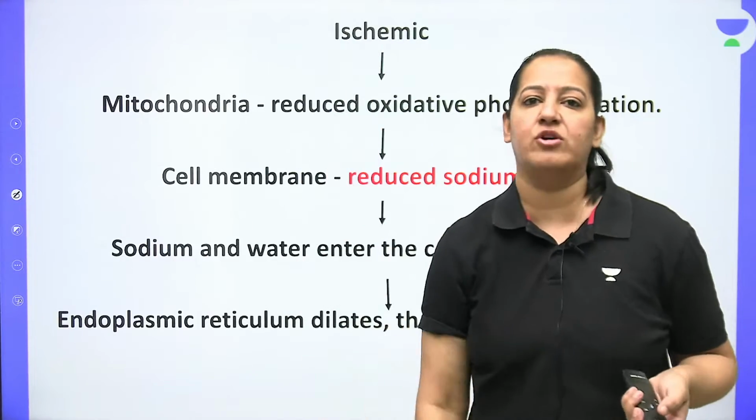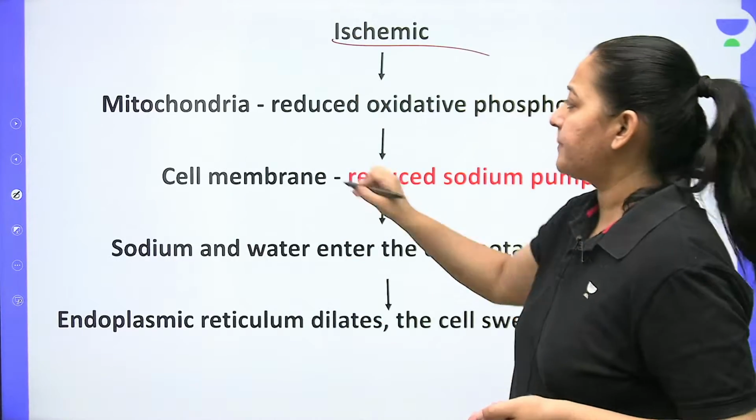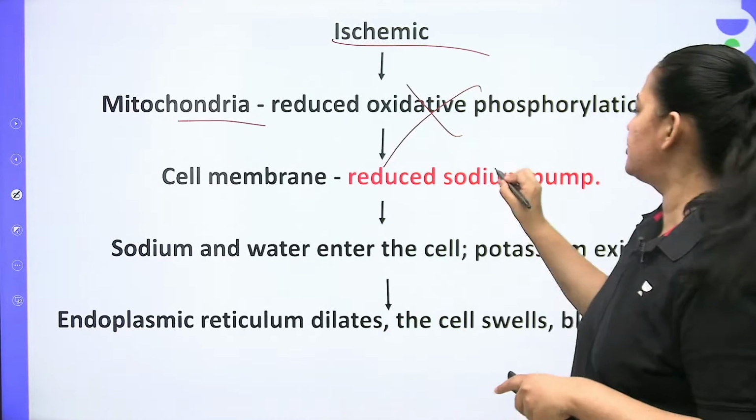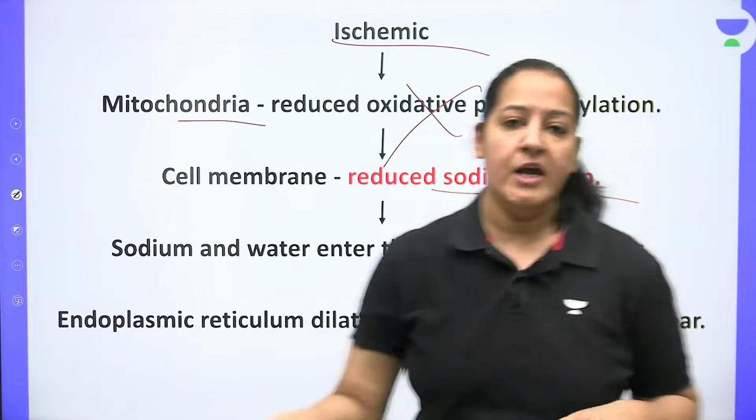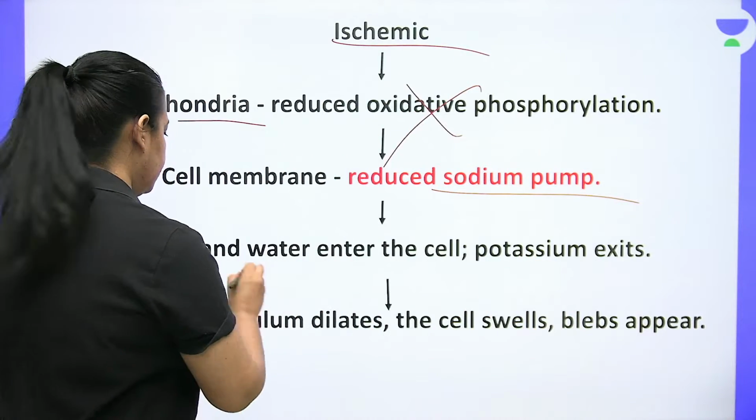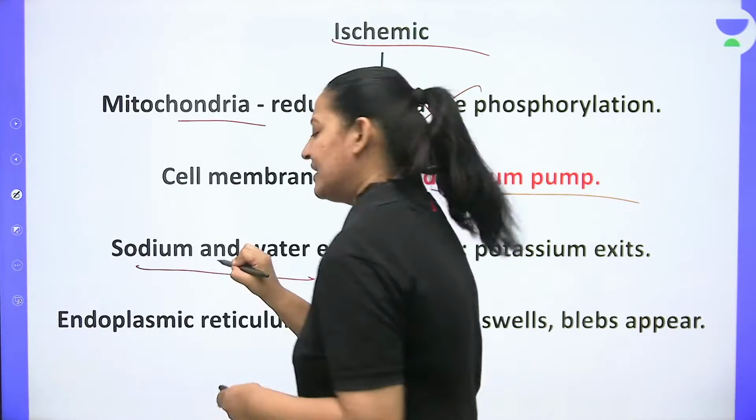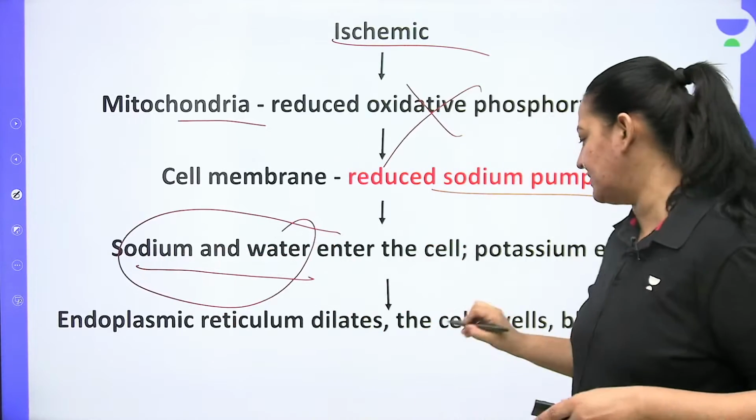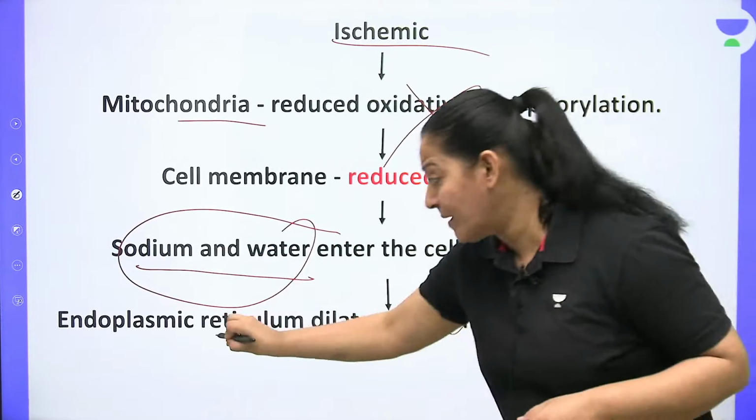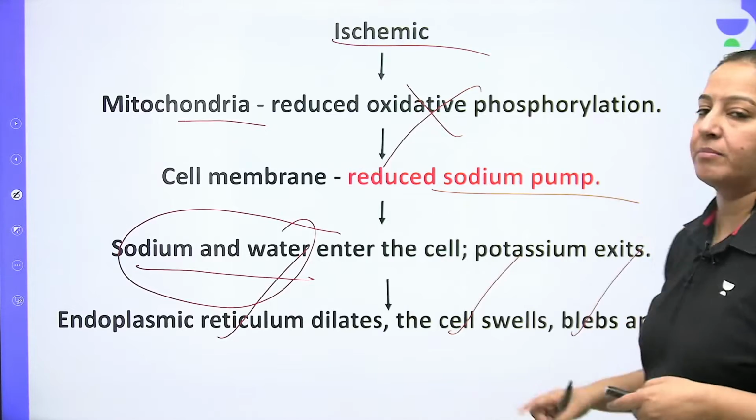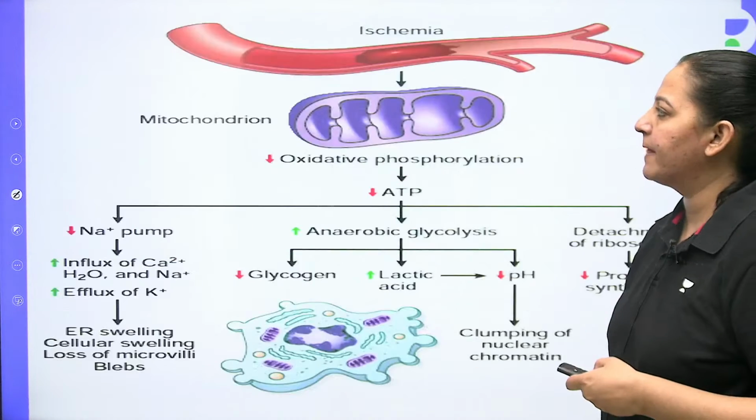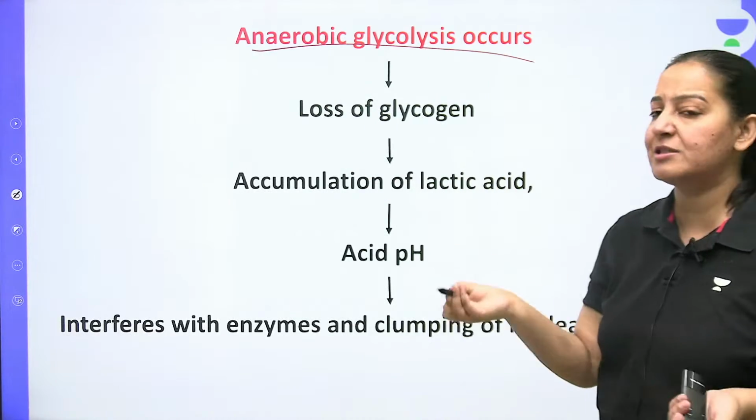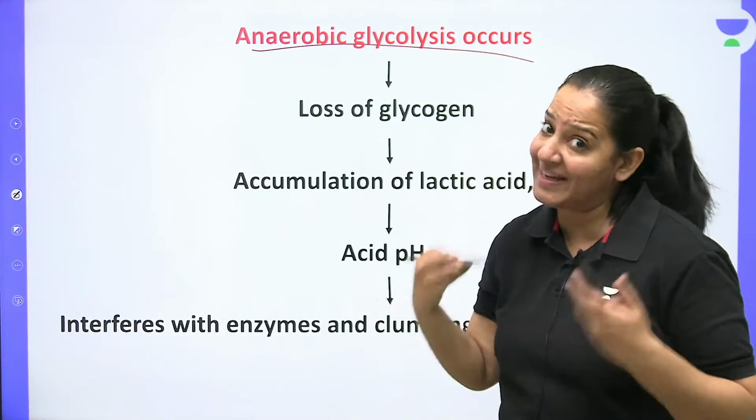This is the first flow chart in front of you. Due to ischemia, inside the mitochondria, there is no oxidative phosphorylation. No oxidative phosphorylation means the sodium pump will not function. If the sodium pump will not function, the sodium and water will remain inside the cell only. They cannot exit. So the cell will swell, the endoplasmic reticulum will swell, and blebs will be formed. This is the first mechanism. Give me a thumbs up. The second mechanism is in front of you. Now the cell tries to do anaerobic glycolysis because the cell wants ATP from any source.